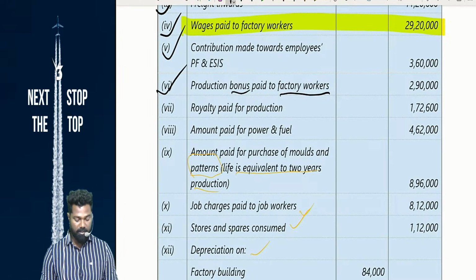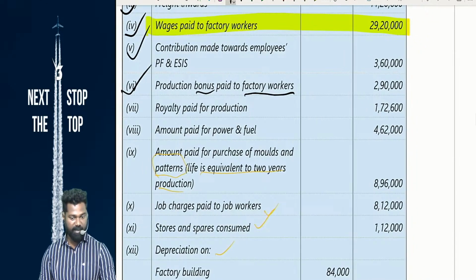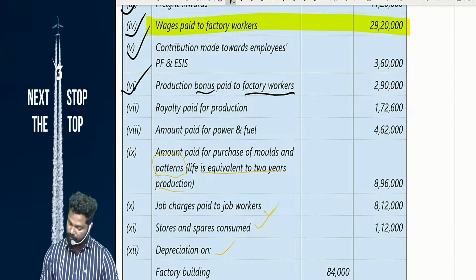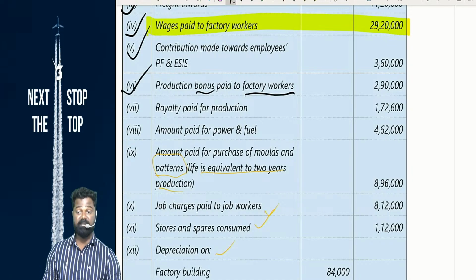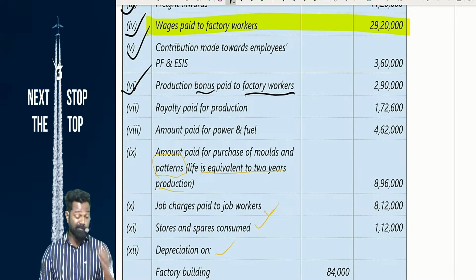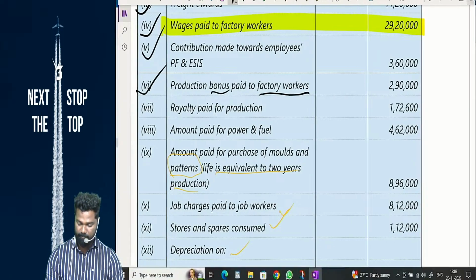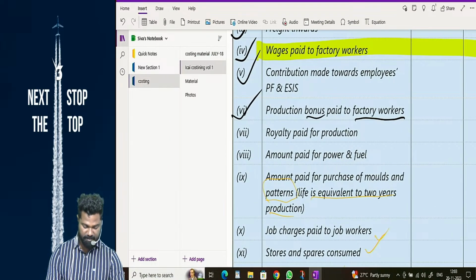Get back. Tell me now, these are only 3 items. How much is the amount? 35 lakhs. Correct. Are you everybody using calculators, right? Next. Put a heading direct expenses.